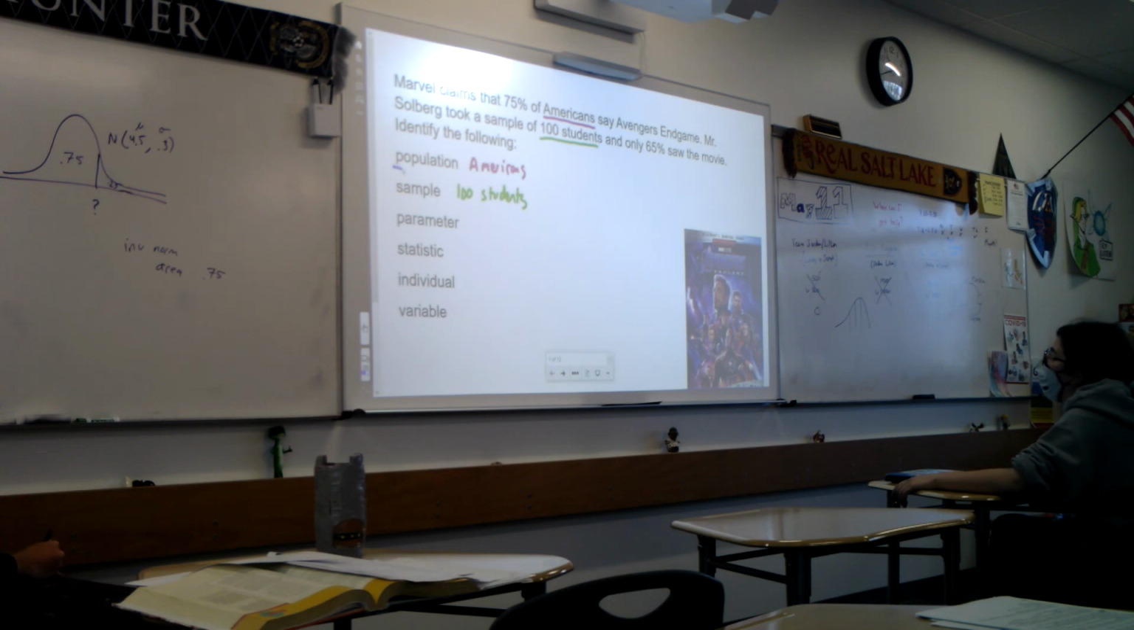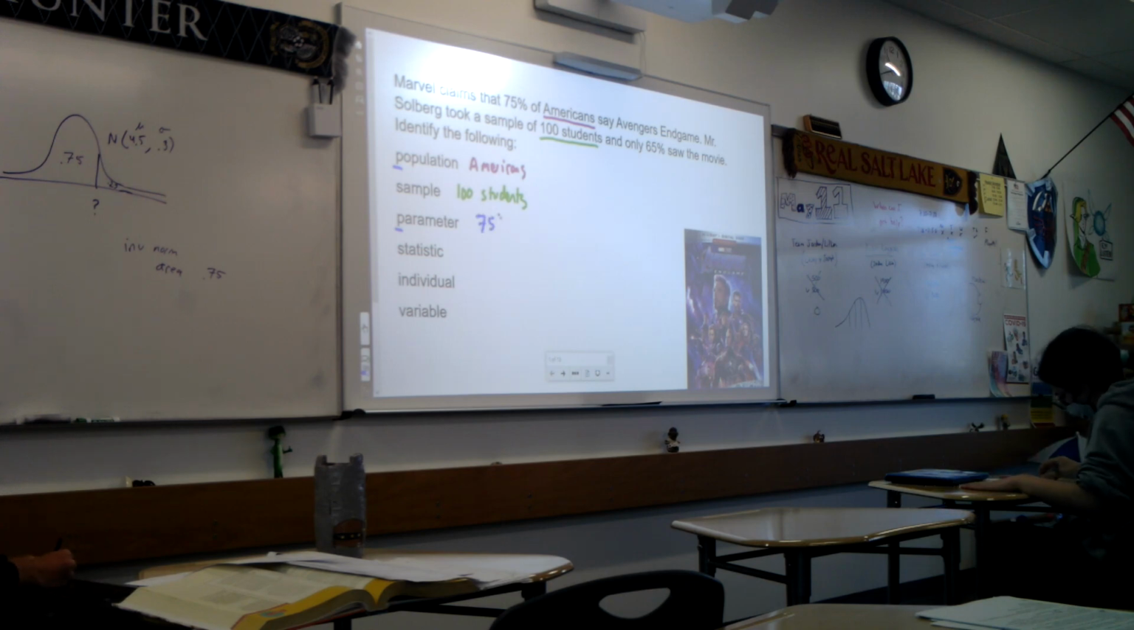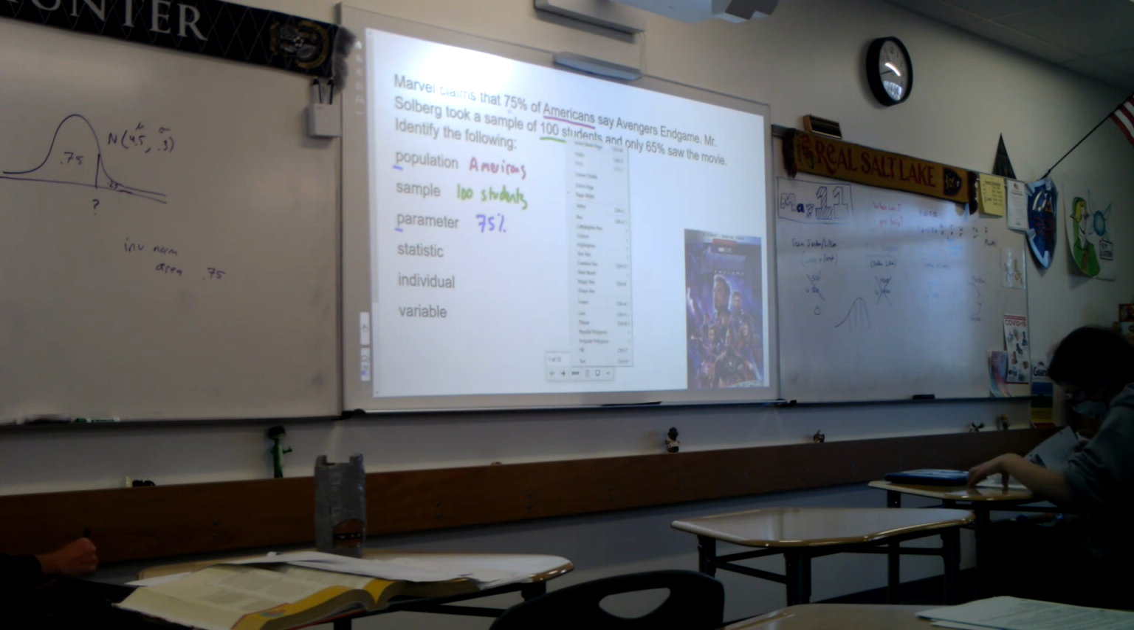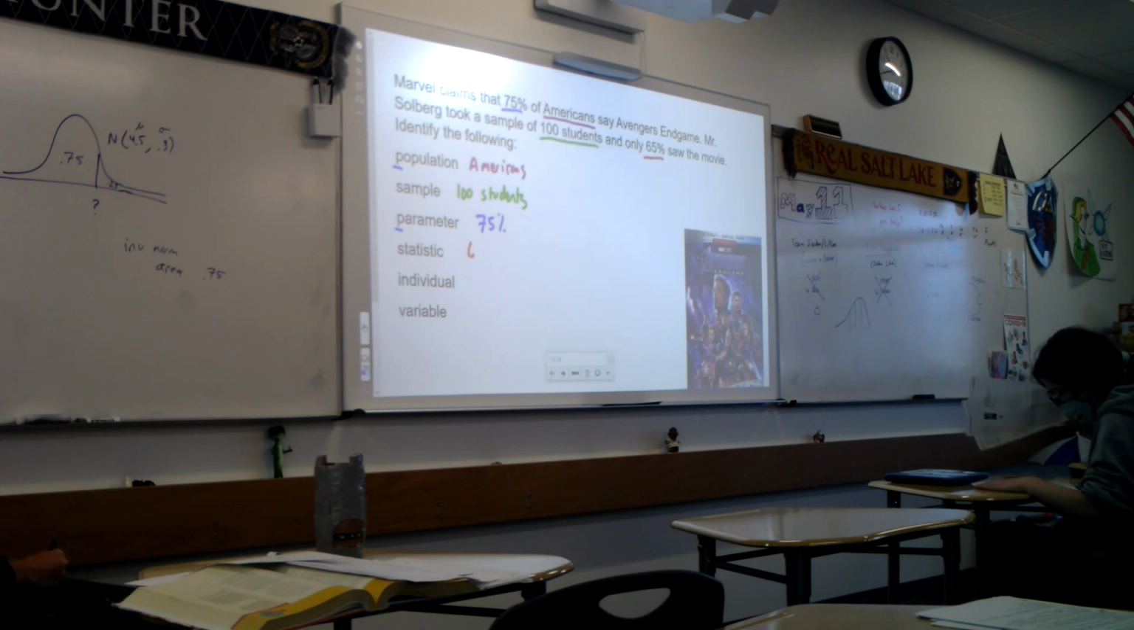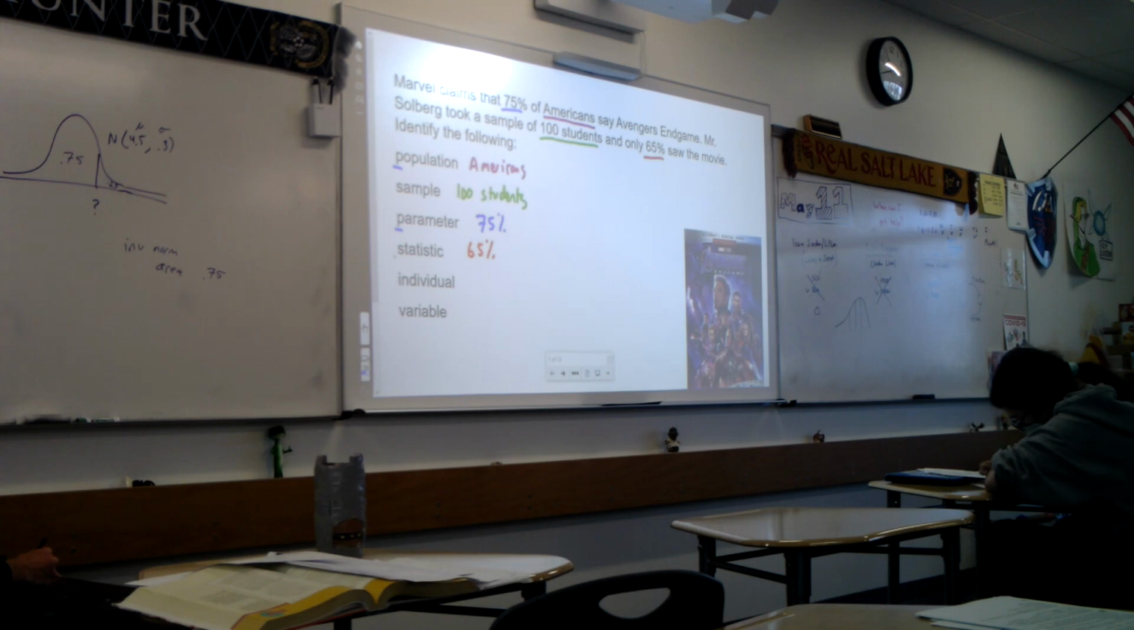So remember, population and parameters go together. So how many of the whole population saw Endgame? 75%, that's referring to that. But then according to my statistic, let me underline this so I got it. How many people had seen it? 65. So remember, statistics come from samples and parameters come from populations.